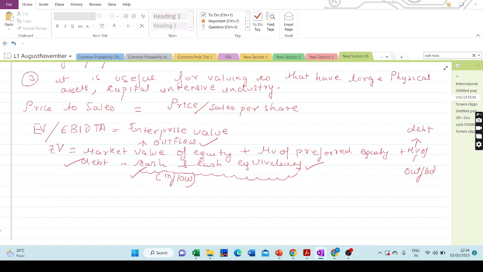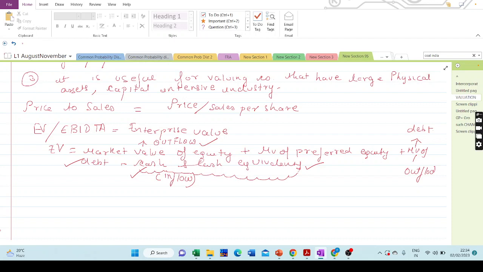Umang, you buy a company, then the cash of the company is yours. Just like the debt of that company is your debt now. In the same way, the cash of the company is your cash now, right? You can use the cash of the target to repay the debt of the target, right? So that is why we are deducting cash and cash equivalents while calculating enterprise value. Okay?